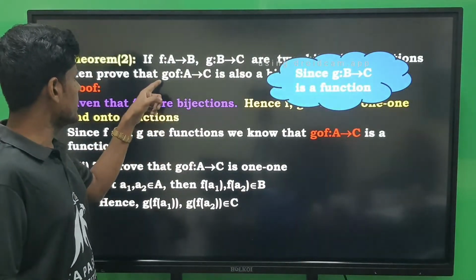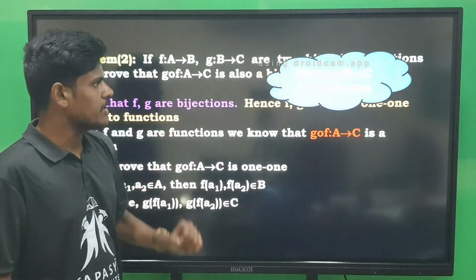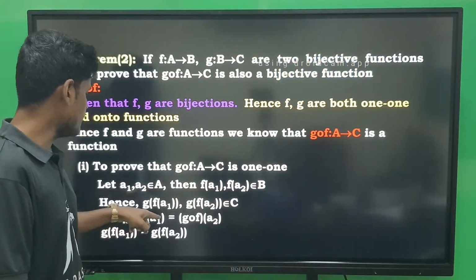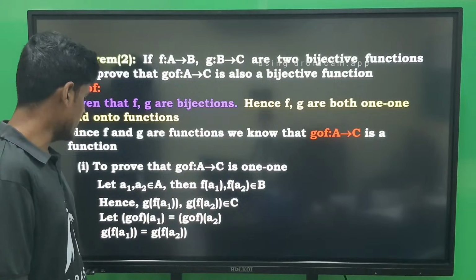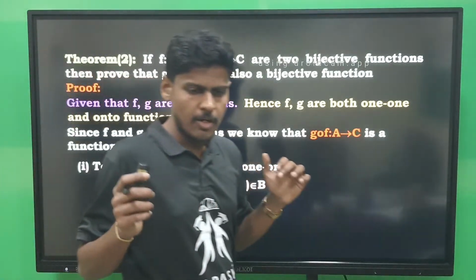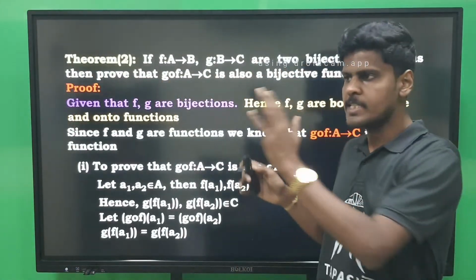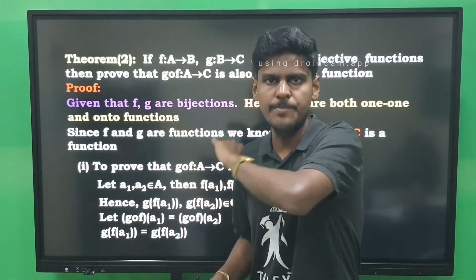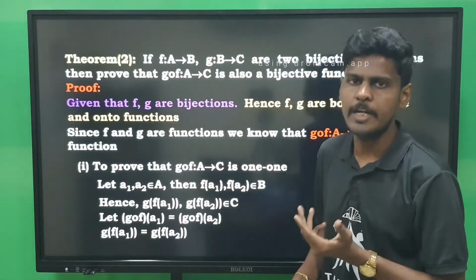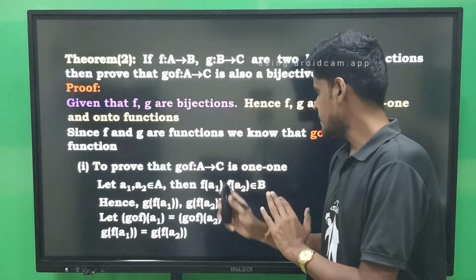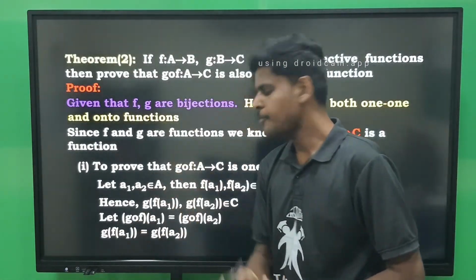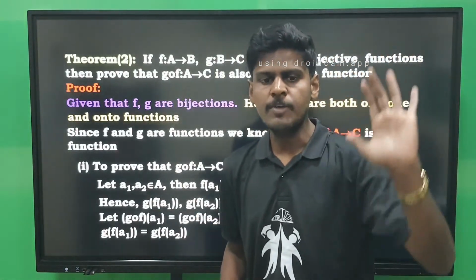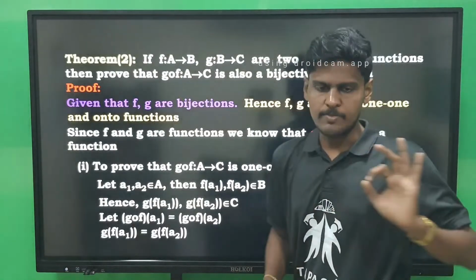Now what we need to prove is g of f is also a bijective function. Let's assume g of f of a1 equal to g of f of a2. For proving g of f is one to one, g of f of a1 equal to g of f of a2 implies a1 equal to a2. That is what we need to prove. So the proof is simple. First let's assume g of f of a1 equal to g of f of a2. From this what we need to get? A1 equal to a2. That's what we need to prove.